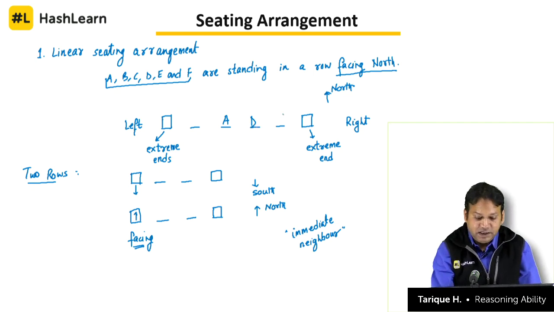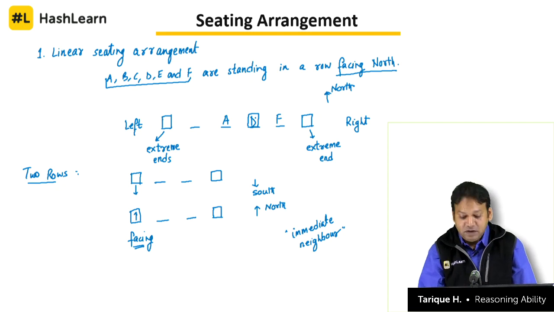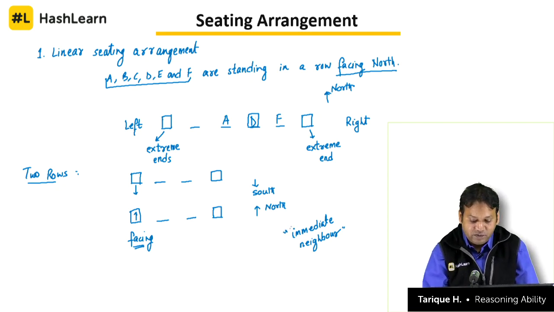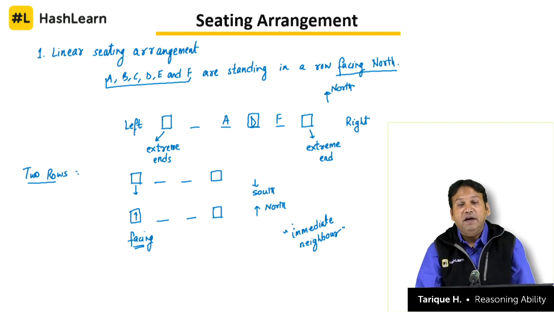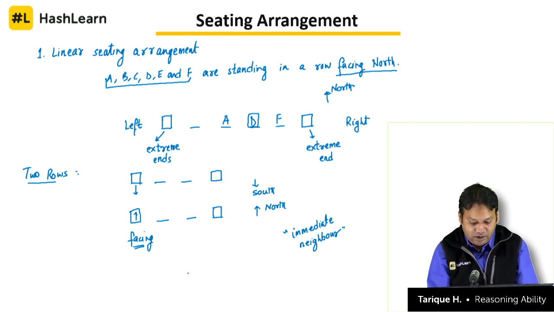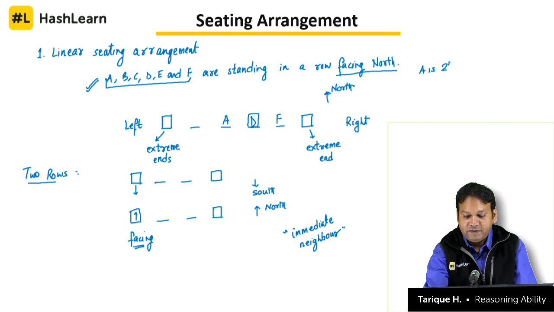Suppose we place one person here and say let this be F. So you can say that D is an immediate neighbor of both A and F. So this word immediate neighbor is also a word that you will come across while solving a question. Also, you get phrases like, taking the first scenario as an example, let's say there is a statement which says that A is second to the left of F.